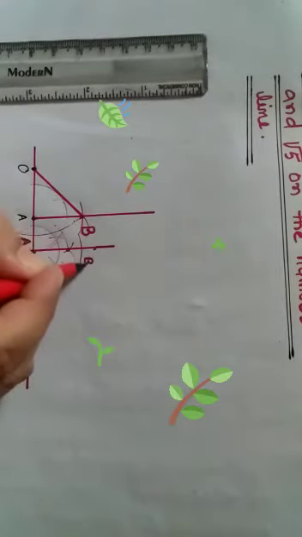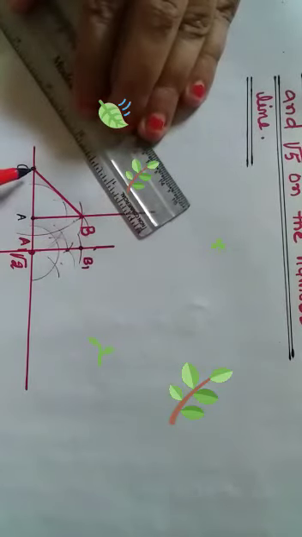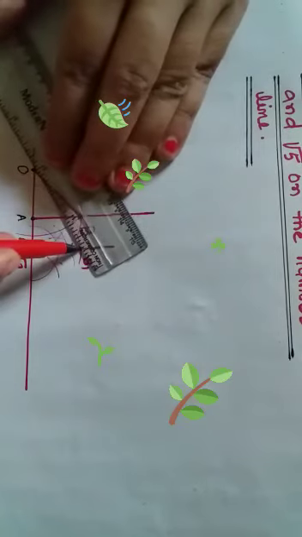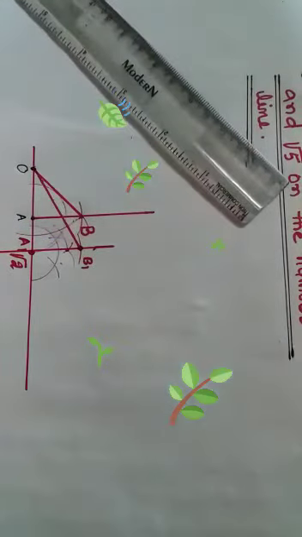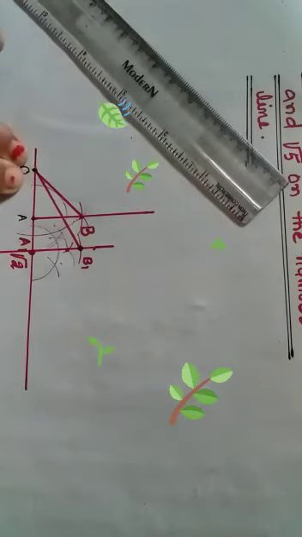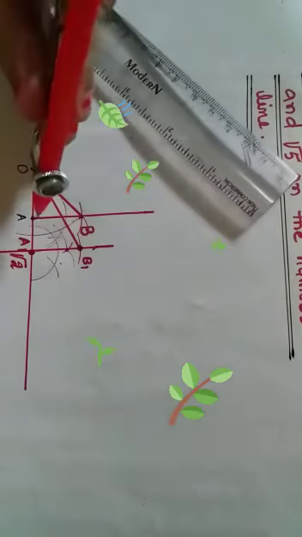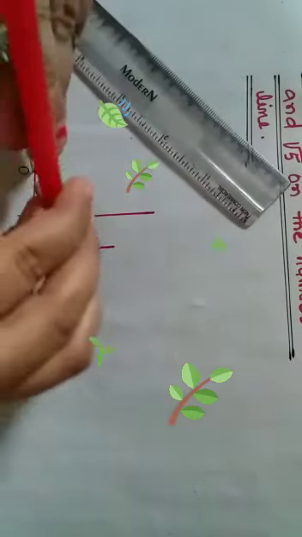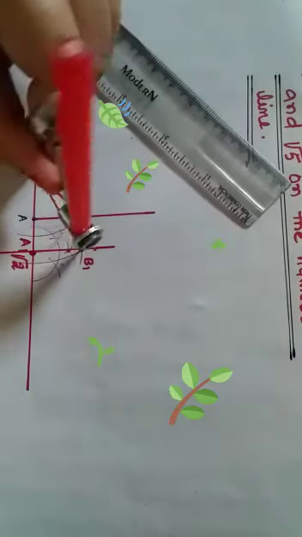B1. And again what we have to do, you join OB1. Now you join this one like this, okay? And again, you take O as center and OB1 as radius, and draw the same thing like this. You take this, and you draw an arc, okay?